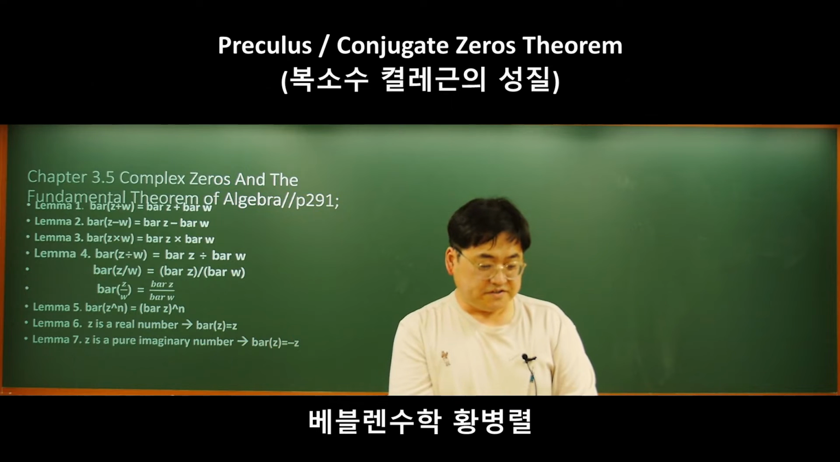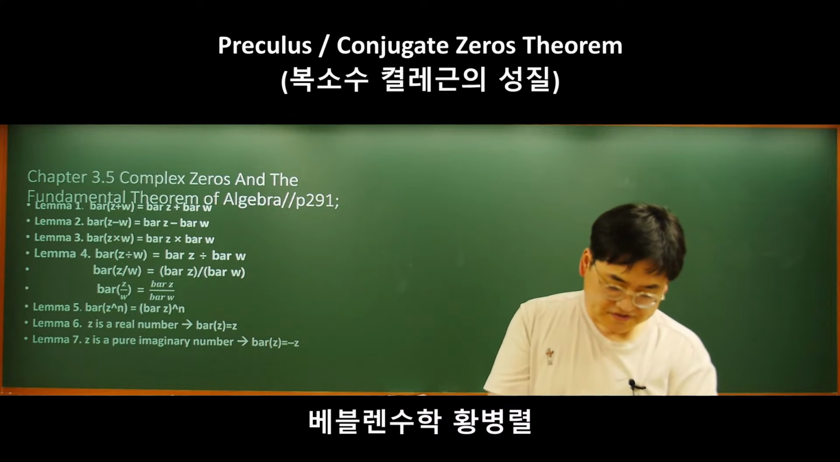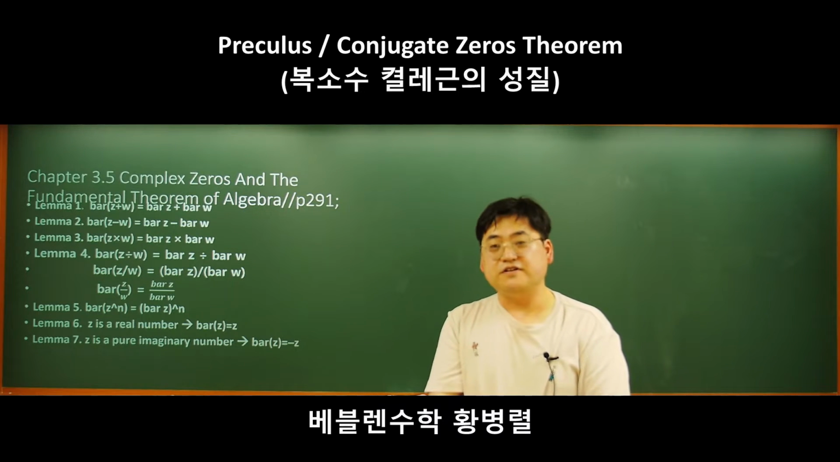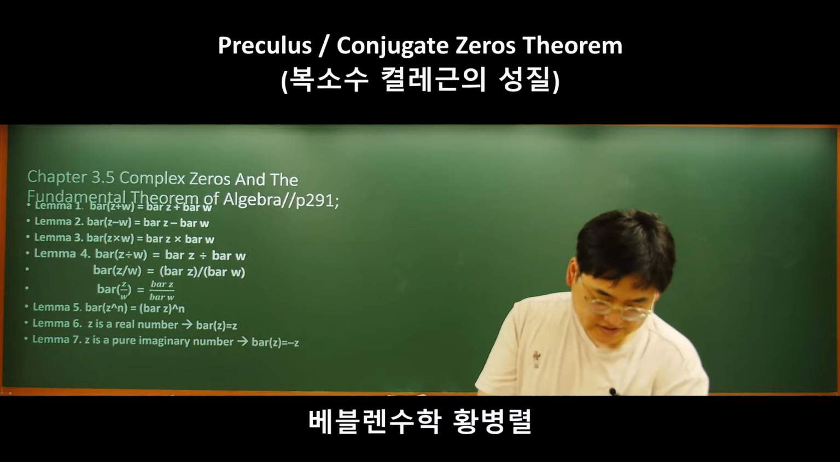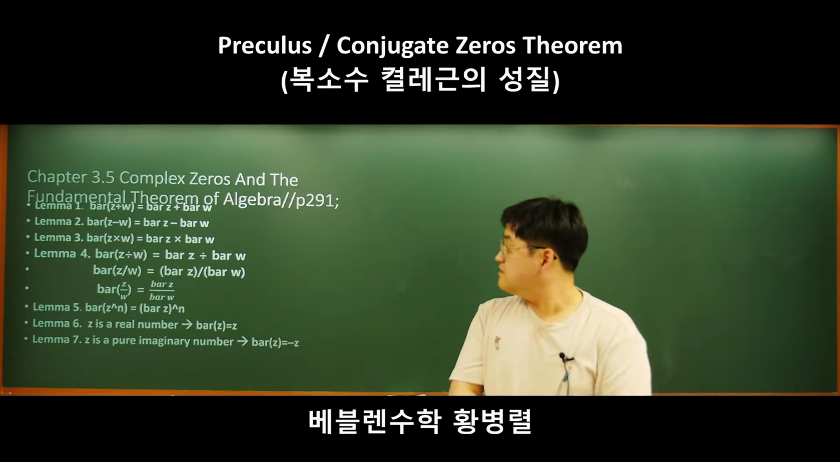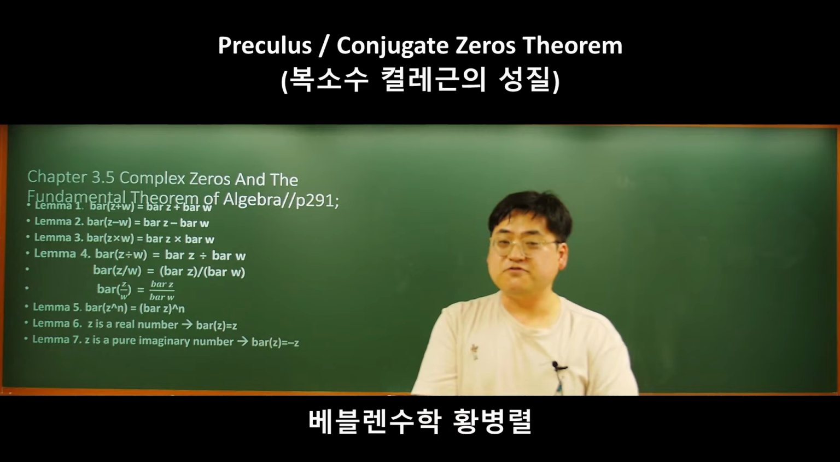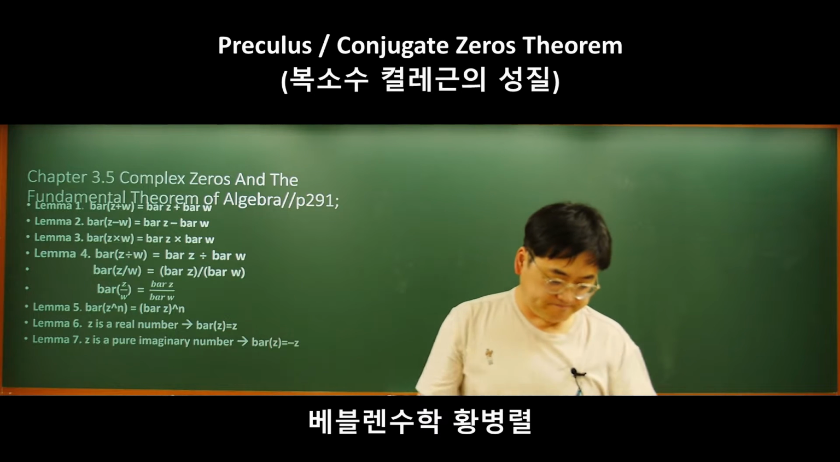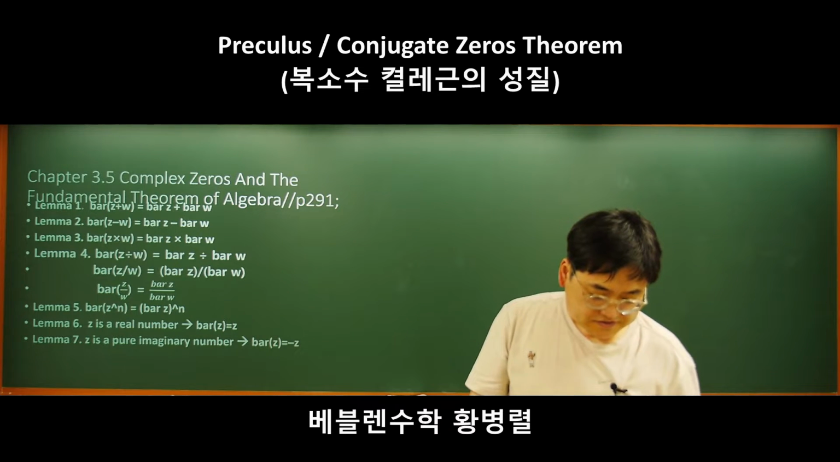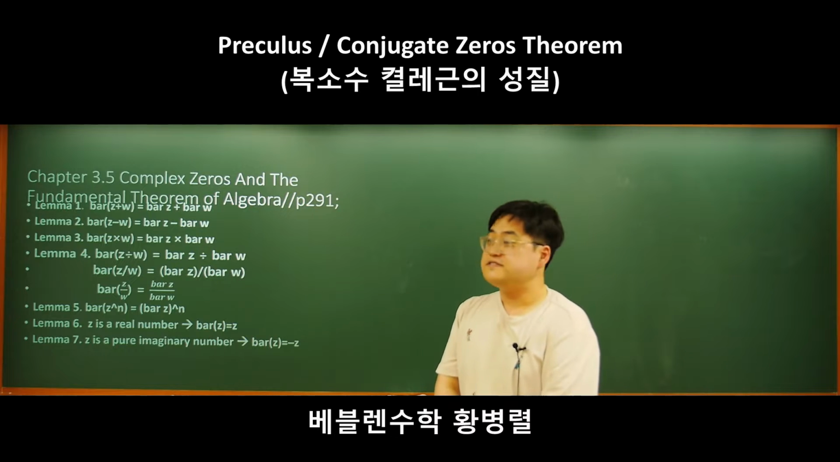Hello everyone. At this time, I'll introduce the conjugate zero theorem. This theorem's proof is very simple. This proof requires 7 lemmas, like this.